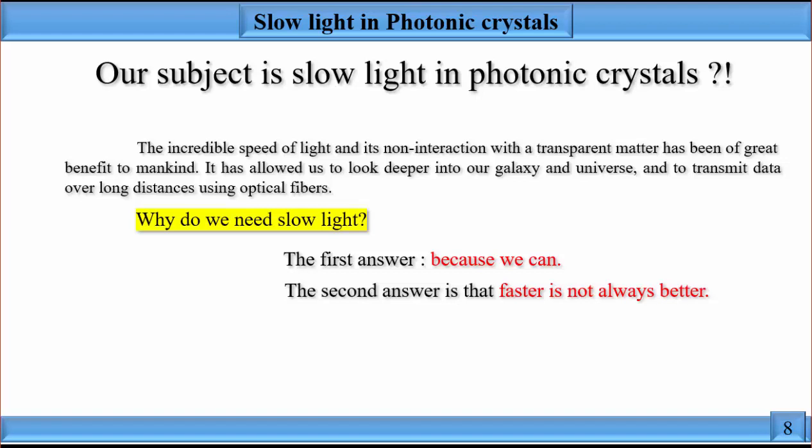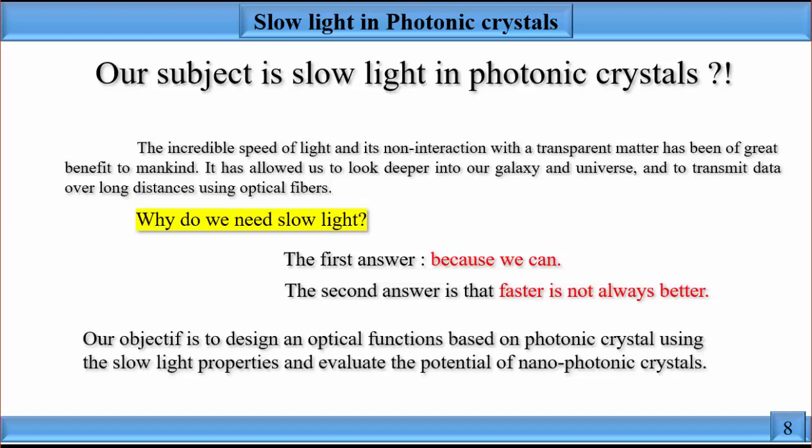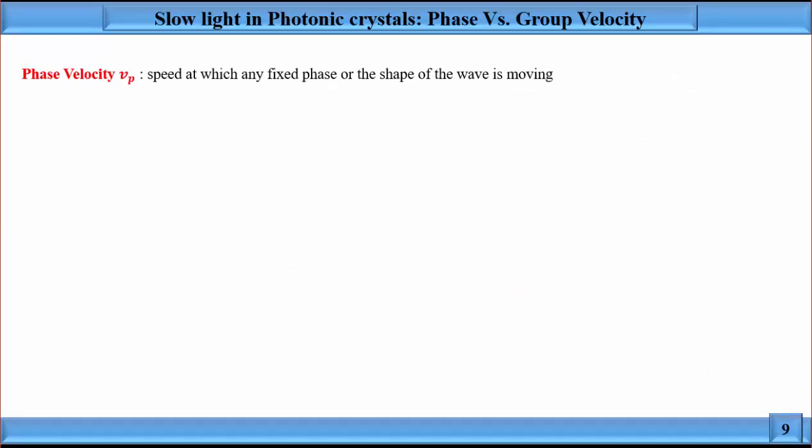Why do we need slow light? The first answer, because we can. The second answer is that faster is not always better. Our objective is to design optical functions based on photonic crystals using the slow light properties and evaluate the potential of nanophotonic crystals.